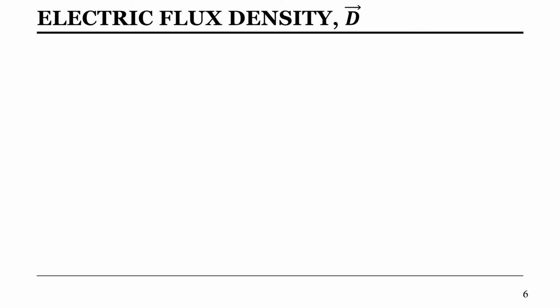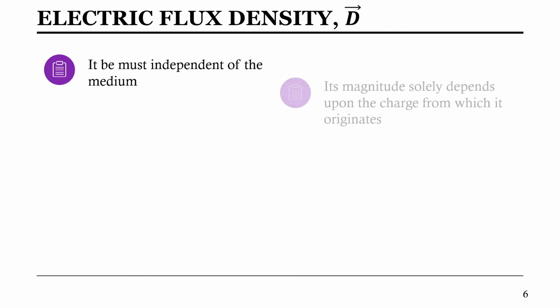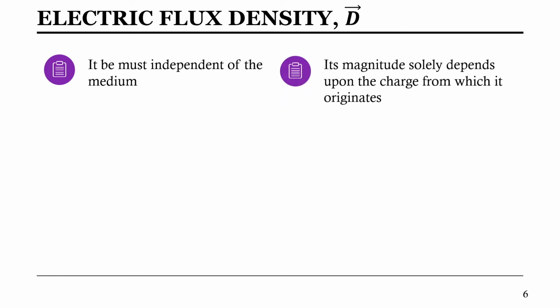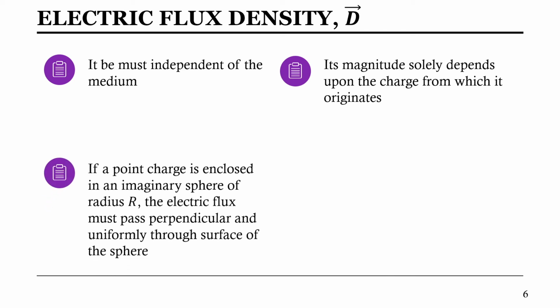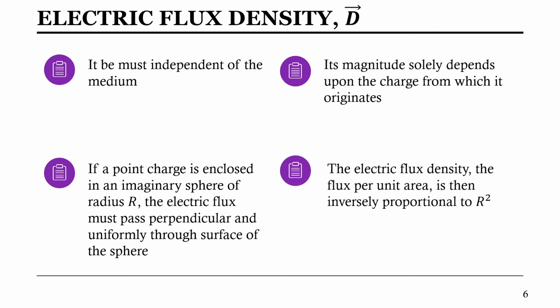Early investigators established properties of electric flux, which are: it must be independent of the medium. Its magnitude solely depends upon the charge from which it originates. If a point charge is enclosed in an imaginary sphere of radius r, the electric flux must pass perpendicular and uniformly through the surface of the sphere. And the last one is the electric flux density. The flux per unit area is then inversely proportional to r squared.